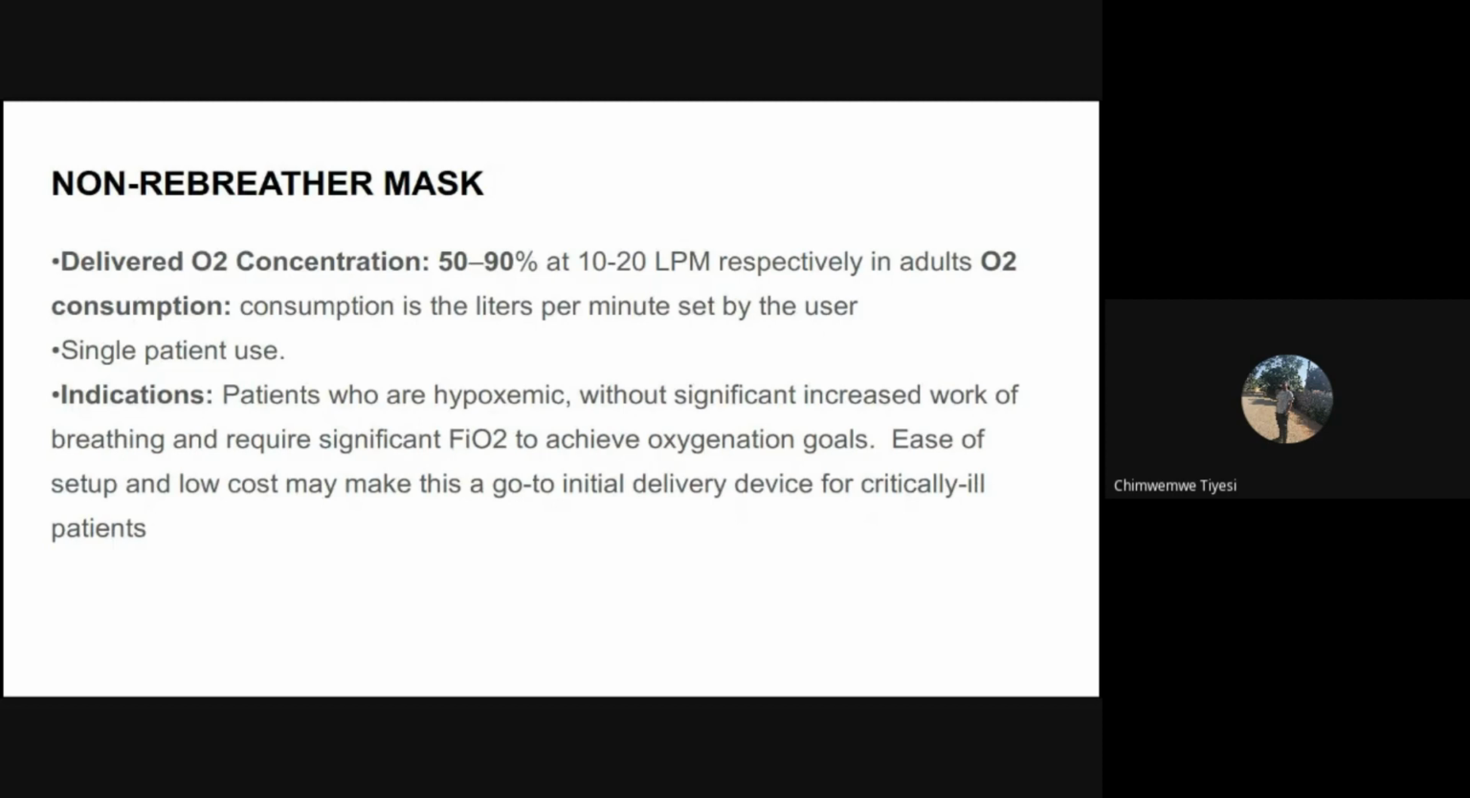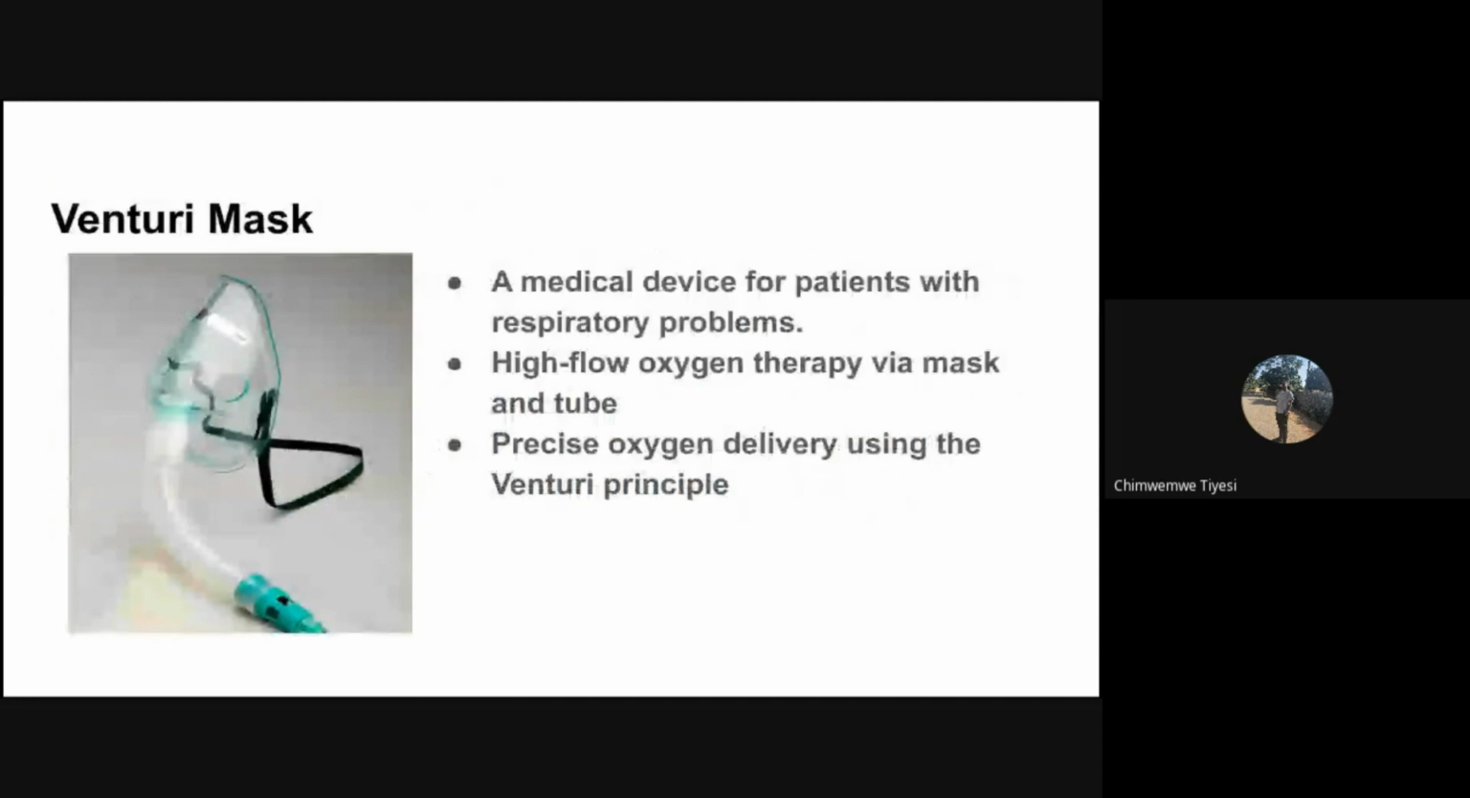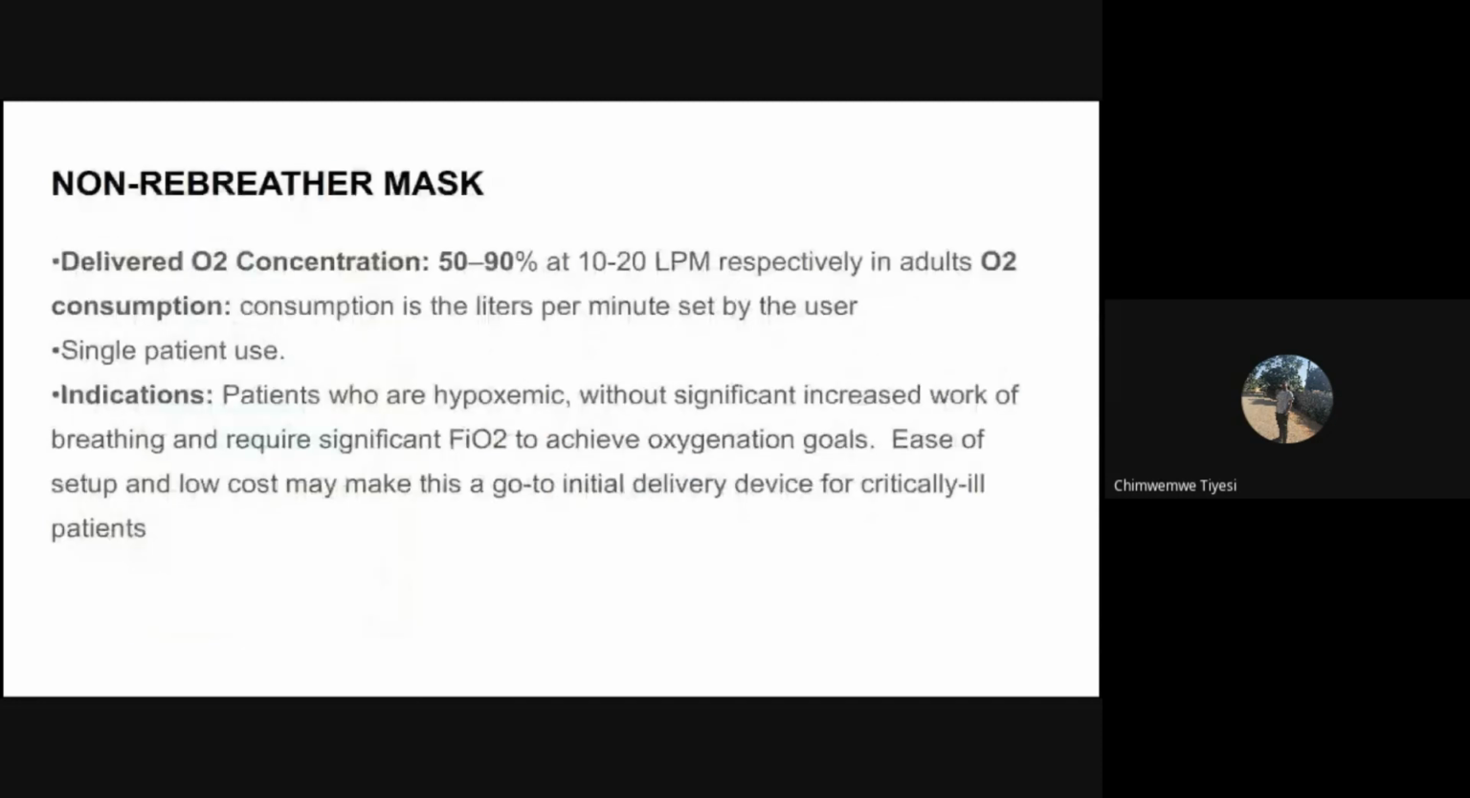They are for patients who are hypoxemic without significant increase in work of breathing and require significant FiO2 to achieve oxygenation goals. One thing that may drive a lot of people to use this is the ease of use and the low cost it has, and it is a go-to initial delivery device for critically ill patients.